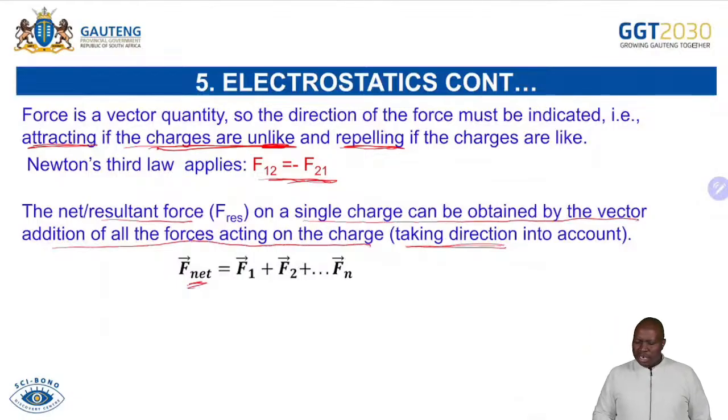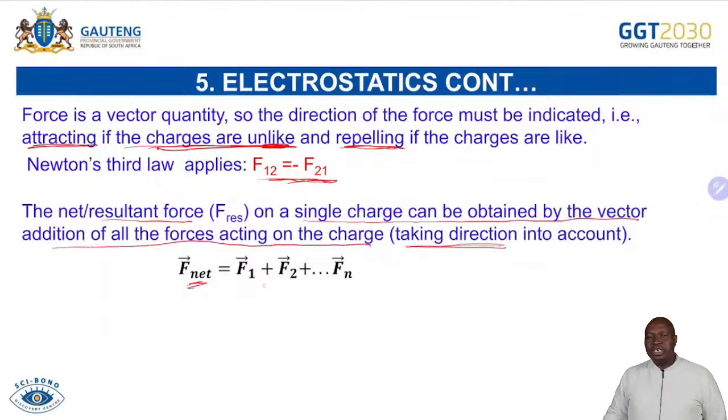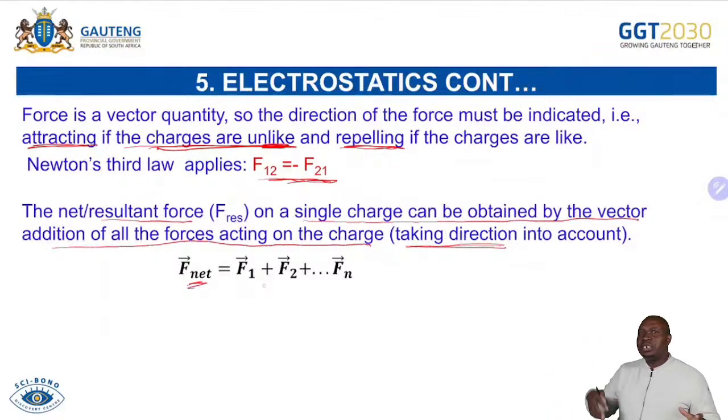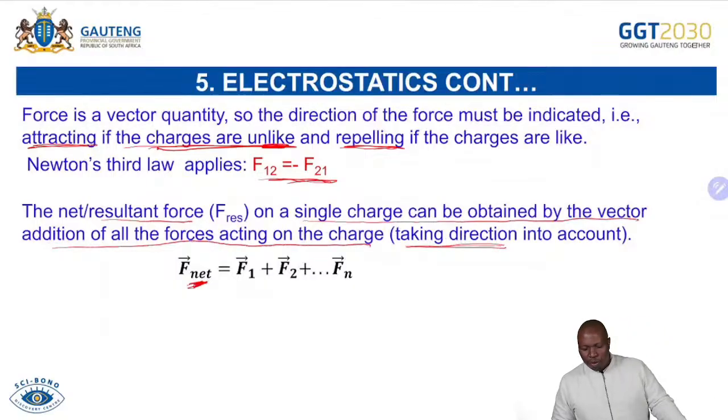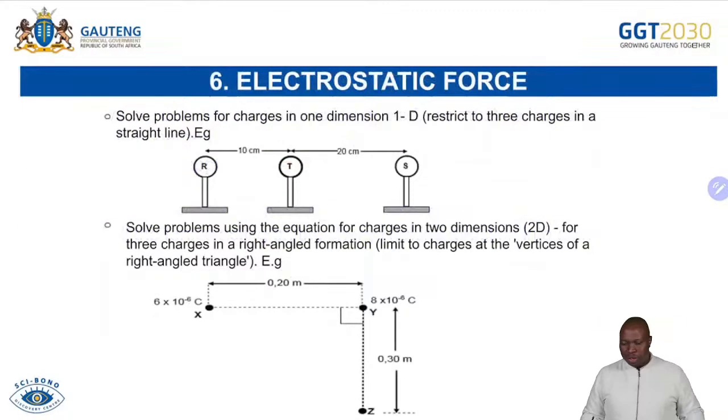What does that mean? It means if F1 and F2 are moving in the same direction, definitely they will all be positive. But if they are moving in opposite direction, the one will be positive, the other one will be negative. Hence, when you are dealing with the issue of F net, the direction is of paramount importance. I hope you will apply that as we are going to deal with questions after this.